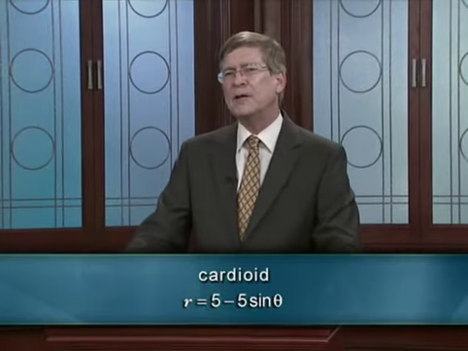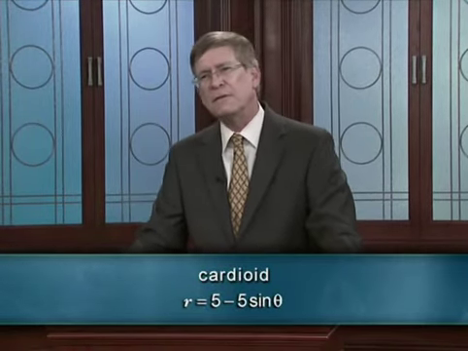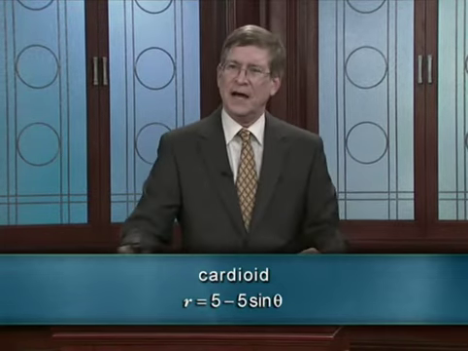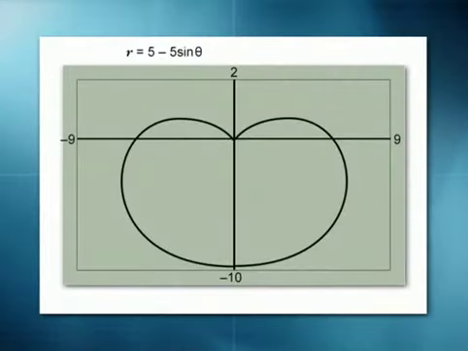So here's one that's kind of appropriate for Valentine's Day. Try plotting 5 minus 5 sine theta. This is called a cardioid. And I've graphed it on the screen from minus 9 to 9 for the x coordinates and minus 10 to 2 for the y coordinates. And theta went from 0 to 2 pi, and it traces out this very pretty Valentine. Isn't that nice? Heart-shaped curve.